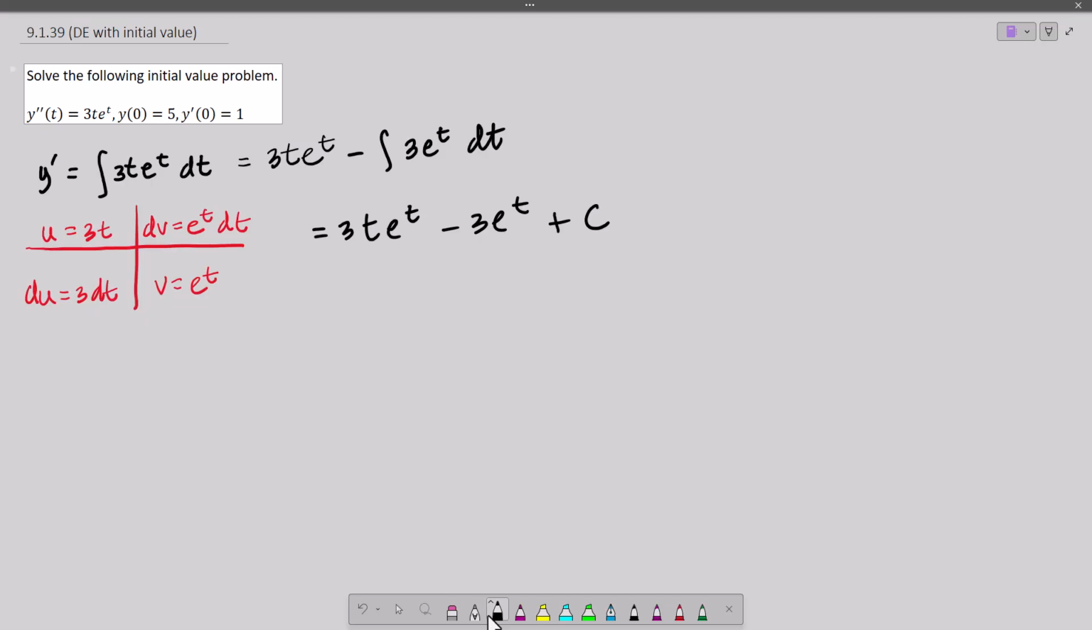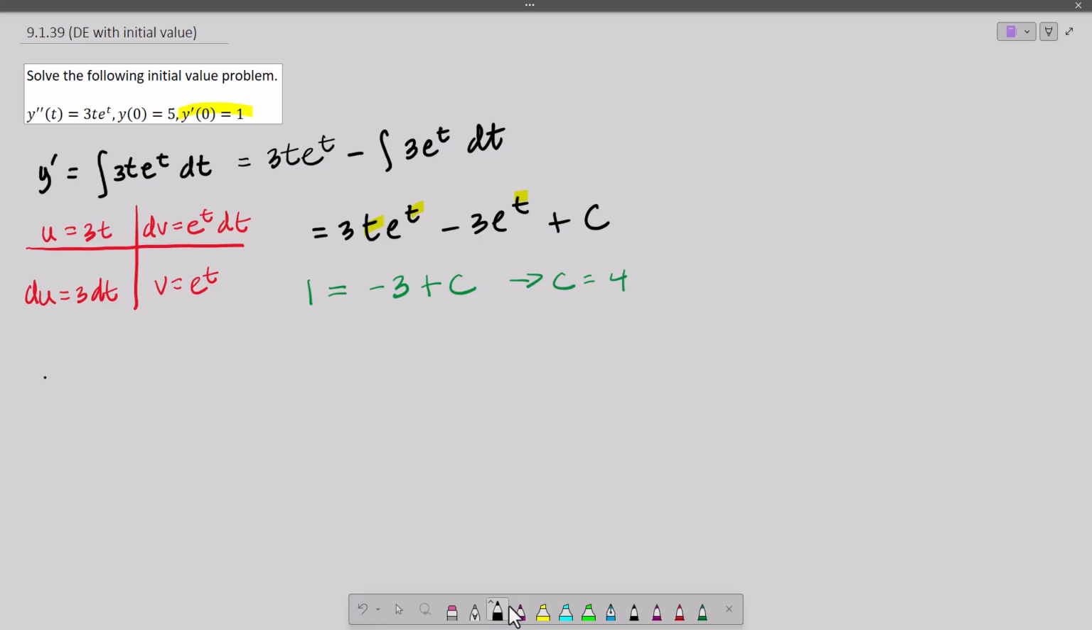Now we're going to use the initial value for y prime right here to figure out what that c is. So y prime is equal to 1 when t is equal to 0. So now we're plugging in 0 for all these t's. When we plug in 0 for this t, we end up with 0, and then minus 3 plus c. e to the 0 is 1. So this tells us that c is 4.